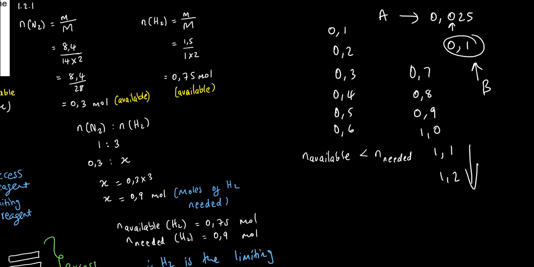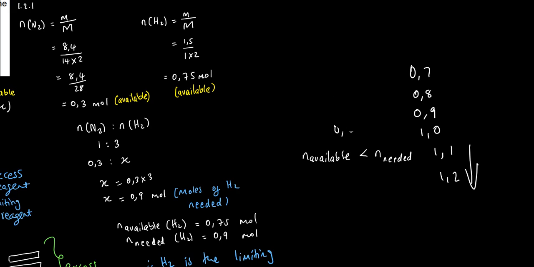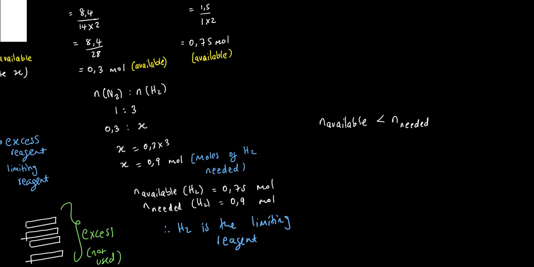Okay, so very important to know that, right? Especially when you have to compare these moles. So in our case here, the one that is available is 0,75, and as we need 0,9, it tells us that hydrogen is the limiting because we need 0,9, right? It means it's going to run out first. It's gonna run out first, you understand? And that's why it's the limiting.